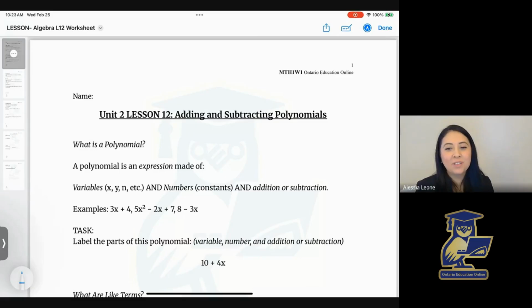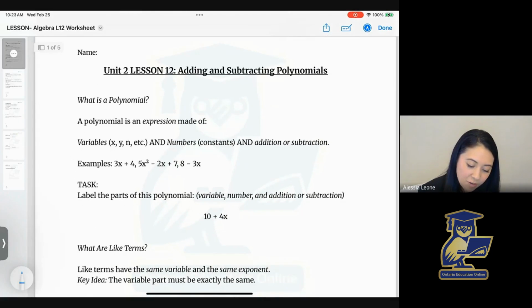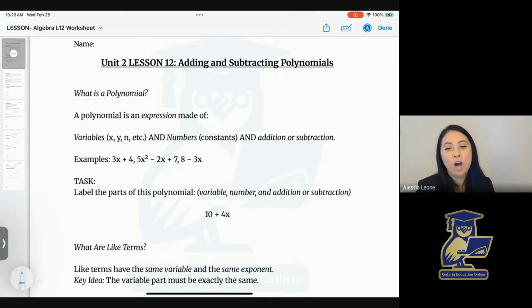Hello, everybody. Welcome to lesson number 12, where we are going to be looking at adding and subtracting polynomials. So, polynomial, big word, but I promise it's not that bad to work with. Our definition is here at the top of our page. What is a polynomial? A polynomial is an expression made of these things. It is a variable and a number and an operation, addition or subtraction.